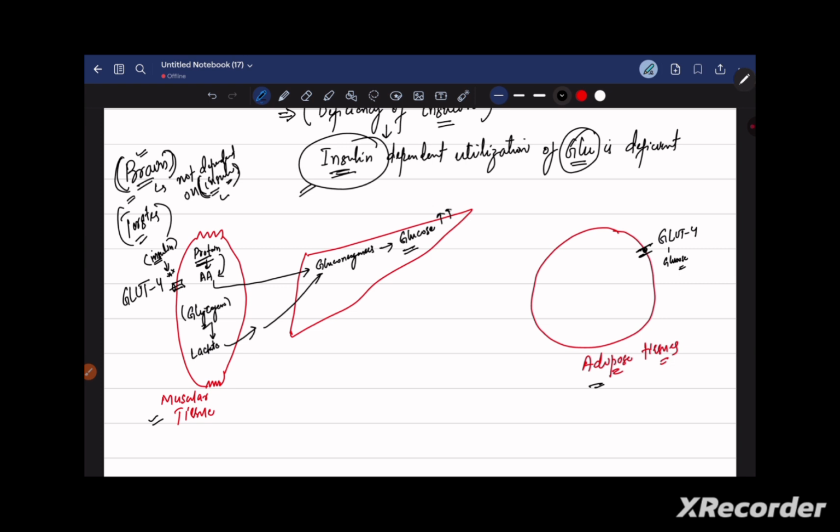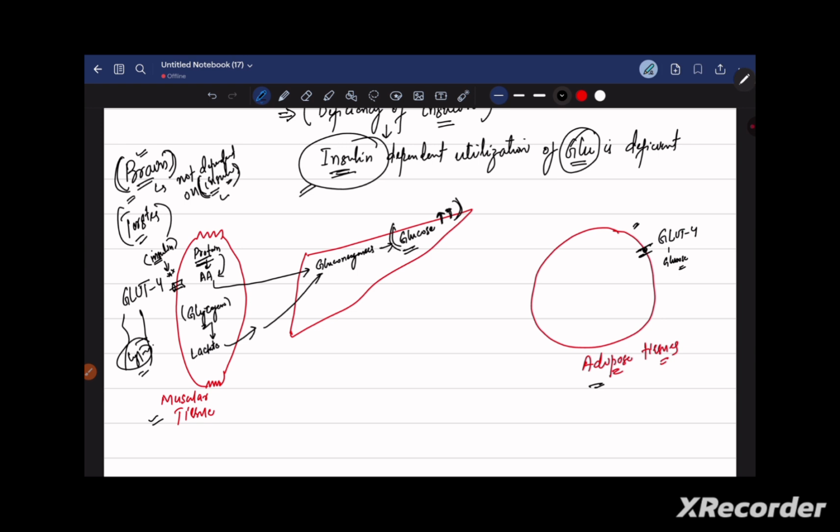Since there is increased production of glucose, despite the hyperglycemic state, the liver is further aggravating the condition. It is further increasing the glucose concentration in the blood. Why? Because the muscles undergo proteolysis and the conversion of glycogen into lactate. This is one thing. Second, what happens in the adipose tissues?